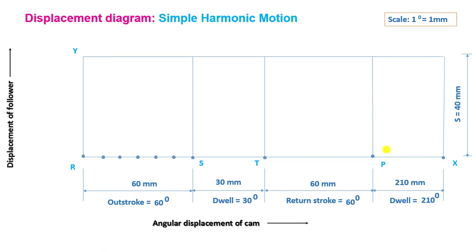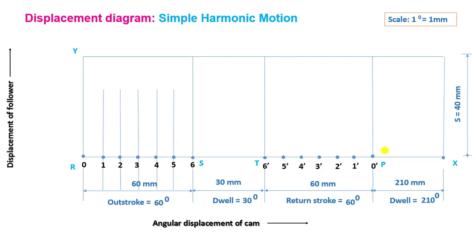Divide the outstroke into 6 equal parts. Label it as 0, 1, 2, 3, 4, 5 and 6. Divide return stroke into 6 equal parts. Label it as 6 dash, 5 dash, 4 dash, 3 dash, 2 dash, 1 dash, 0 dash. Draw vertical lines through each point.